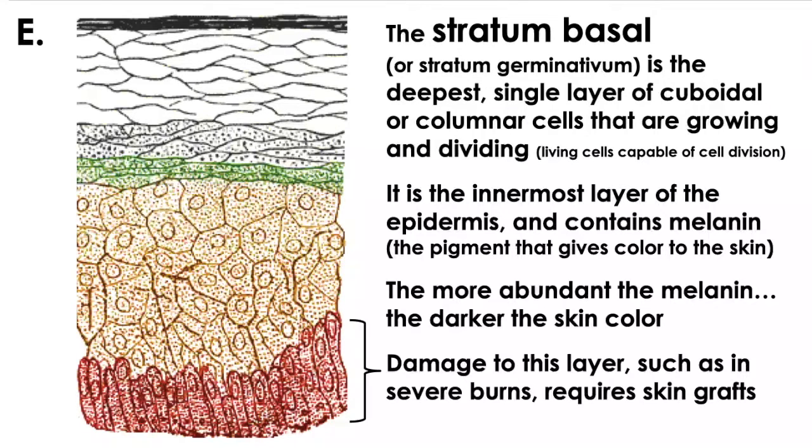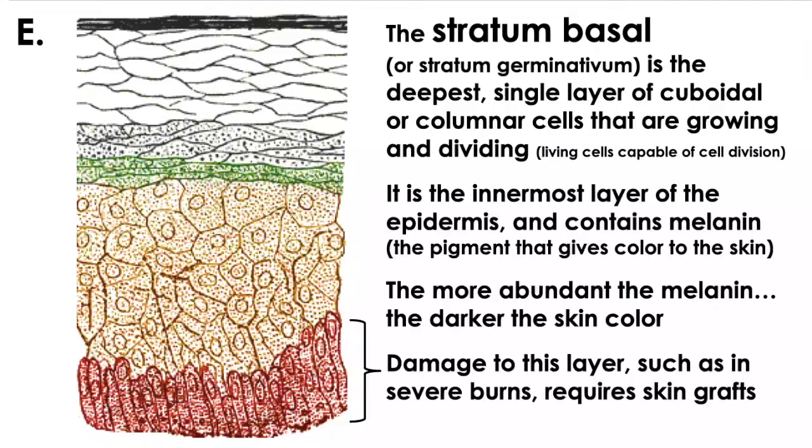Now, in different people, even though they have the same number of melanocytes, they may produce more melanin, which gives a darker skin tone or skin color. So the amount of melanocytes is pretty much the same, but the production of the melanin gives different people different skin colors. So it's not the number of cells, but the amount of this pigment being produced.